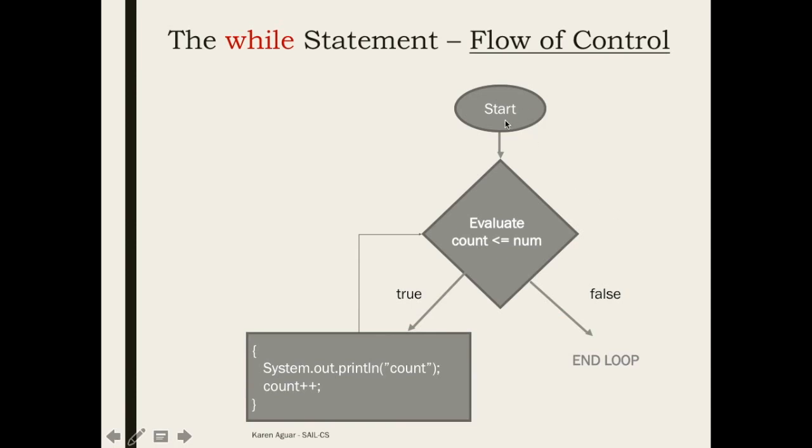So again, the flow of control, we're going to start. We're going to evaluate whatever our Boolean expression is. If that expression is true, we're going to execute the body of the loop. Then flow of control will come back up, evaluate the Boolean expression again. If true, execute the body, and continue. So you can see this looping going on here. Whenever this evaluates to false, we end the loop and continue flow of control as normal.